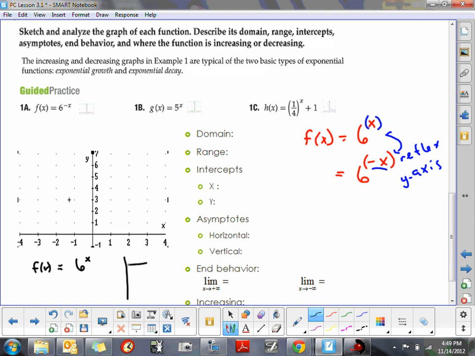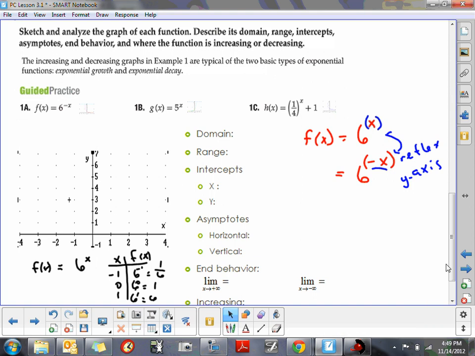And if I just use some relatively easy points, some good ones to use are, how about if x is negative 1? If x is negative 1, then that is 6 to the negative 1, and 6 to the negative 1 is 1/6. Put in a 0. Anything raised to the 0 power, or 6 to the 0, is equal to 1. And then if I put in a 1, 6 to the 1 is 6, so I get 6.